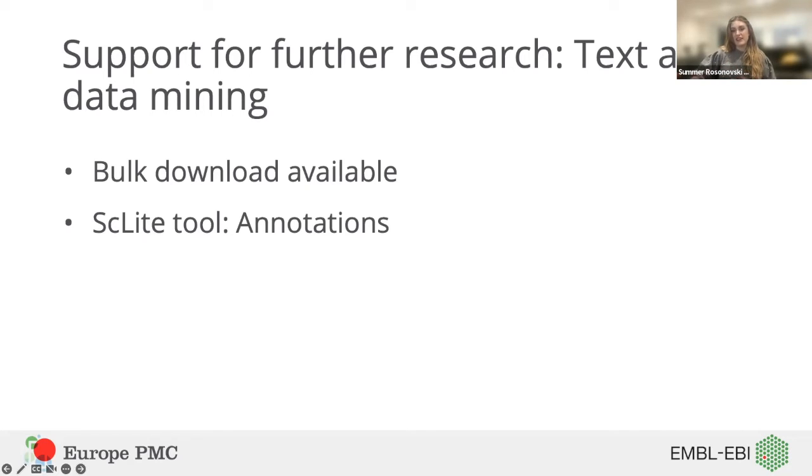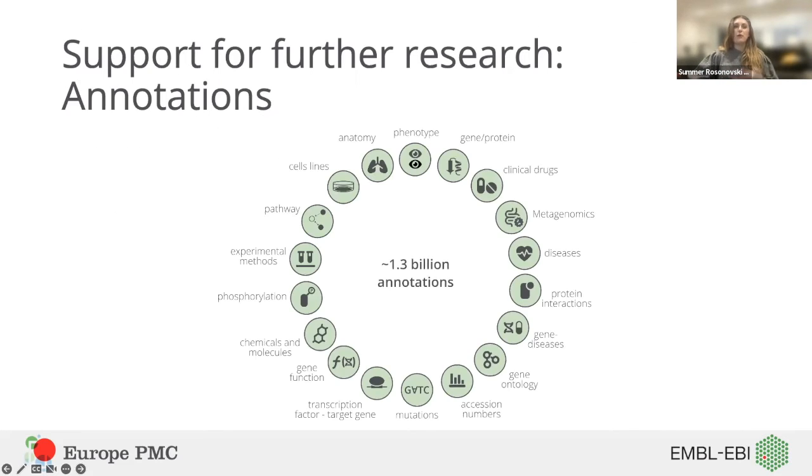So this is where the annotations come in as well. So support for further research for annotations, there's over 1.3 billion annotations, and there's many different areas that these cover, including anatomy, clinical drugs, diseases, protein interactions. So what this means is these articles have an annotation function through the Sci tool. These will be biological terms or relations, such as the ones that were just highlighted. And the words that are linked to these areas, like mutations, accession numbers, are then highlighted for the readers within the abstract and full text.